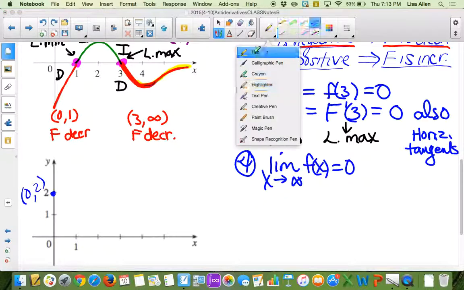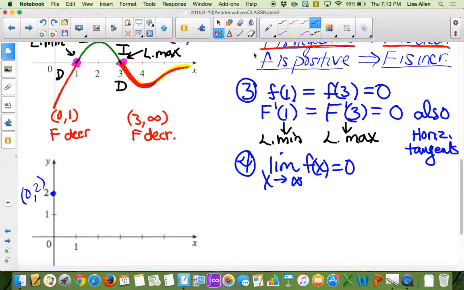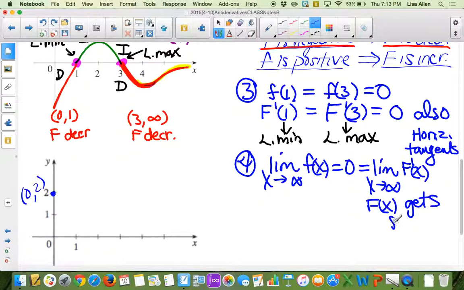Therefore, we know something about the slope. That's equal to the limit as x approaches infinity of f prime of x. That also has to be 0. So we know that F of x gets flat, or at least flatter. Don't flatter me. Okay, so that's 4.